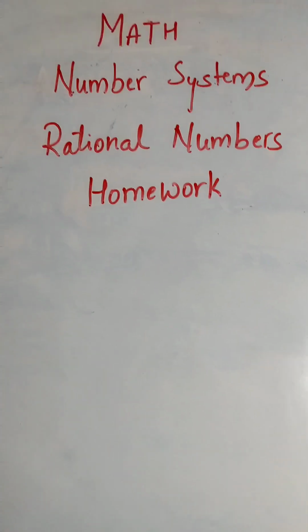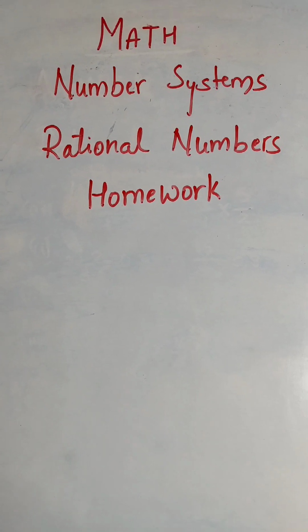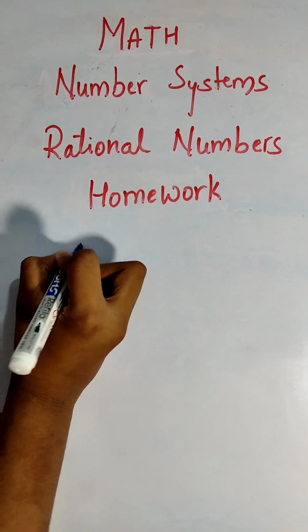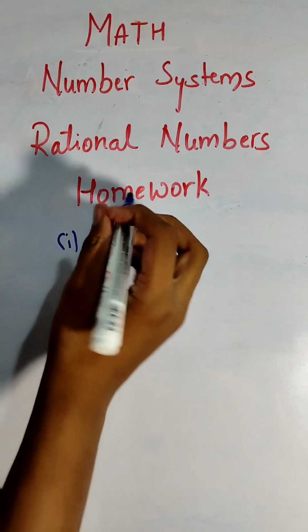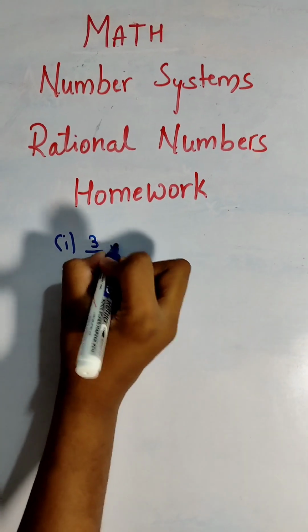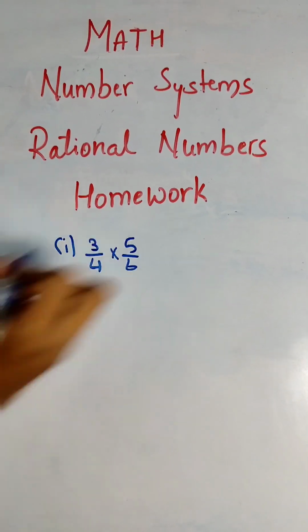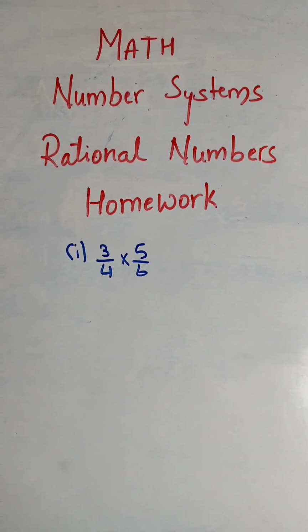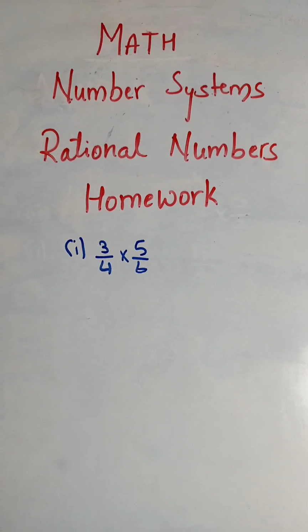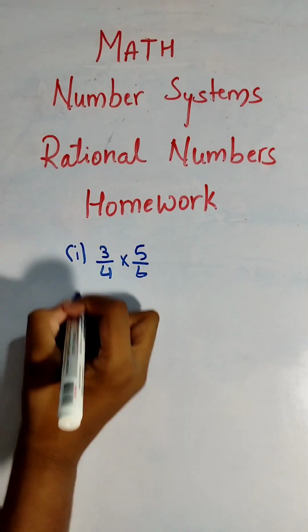Today's homework for everyone will be, we'll start with multiplication. For multiplication, we will take the numbers 3 by 4 into 5 by 6. It's very easy, you can go ahead and do it on your own. Try it at home by yourself. You can also do some cancellation. That will be a hint for this one.